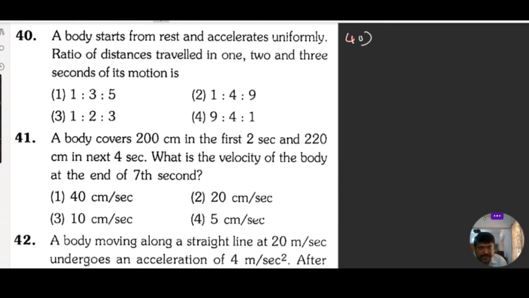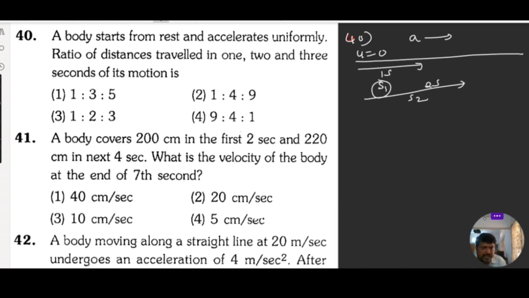40th question. A body starts from rest and accelerates uniformly. Ratio of distance traveled in 1 second, 2 seconds and 3 seconds of its motion. That means in 1 second it travelled a distance of S1, in 2 seconds a distance of S2, and in 3 seconds a distance of S3. Then use the equation S is equal to ut plus half at square.